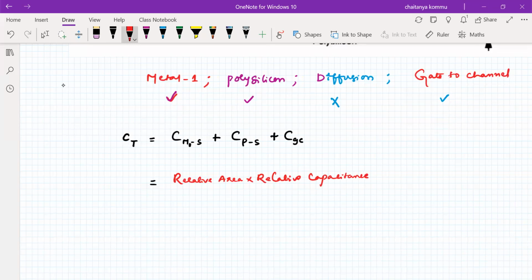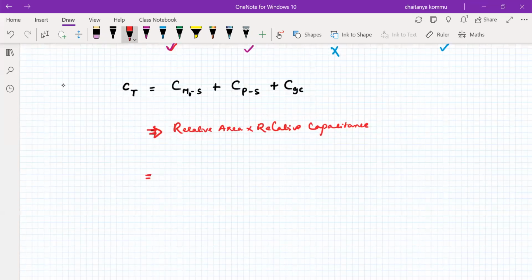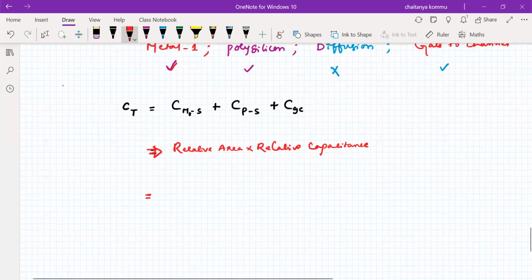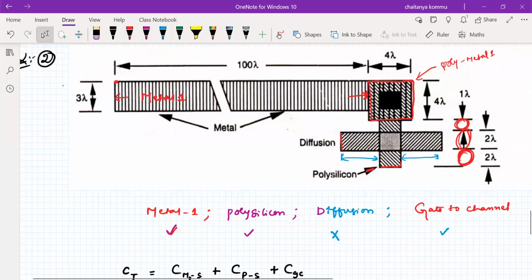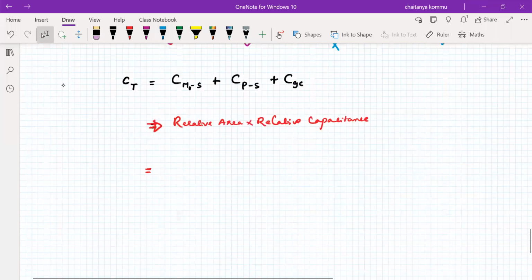Okay, so this is applicable for all the layers, all the layers, right? So let us write this one. Please observe that. What is the relative area for this one? So 100 lambda divided by 3 lambda. Please remember that it is for metal, I am writing here.